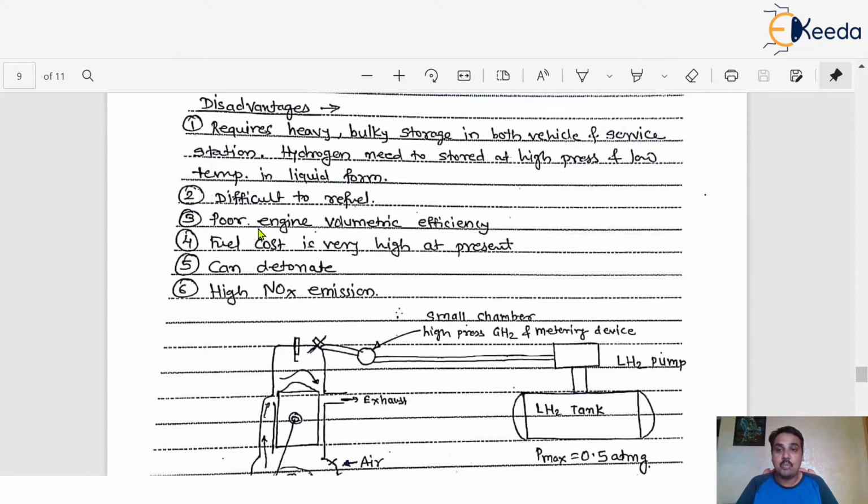The third is poor engine volumetric efficiency. The fourth one is that fuel cost is very high at present. Another disadvantage of hydrogen is that it can detonate. This is a very important disadvantage of it. Sometimes it produces very high NOx emission. So this is another disadvantage of hydrogen.